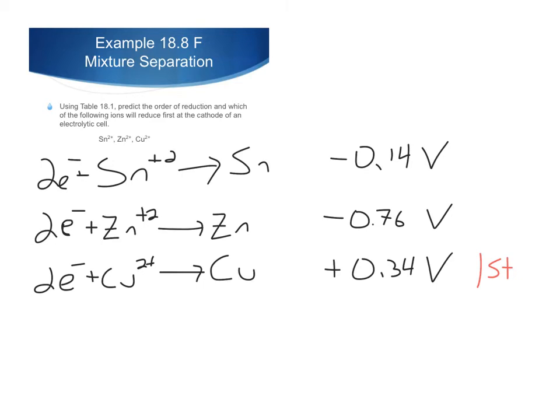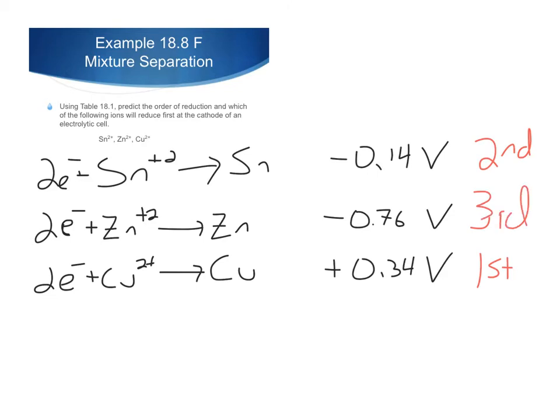So once the copper reacts, then you'll be left with a solution of tin and zinc. Second, all the tin would react. So you get the copper, you can recover it out, and then you only have tin and zinc left. Once all the tin is gone, you will be left with a zinc aqueous solution. And if you keep putting in a voltage, you can get that third.